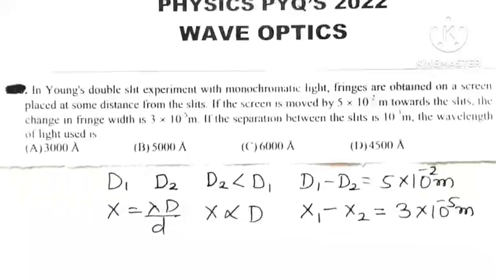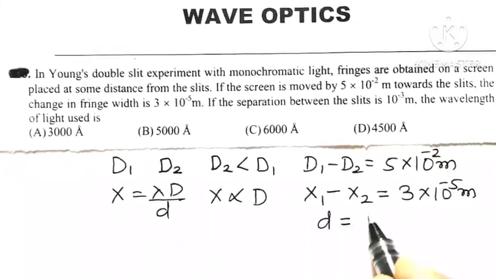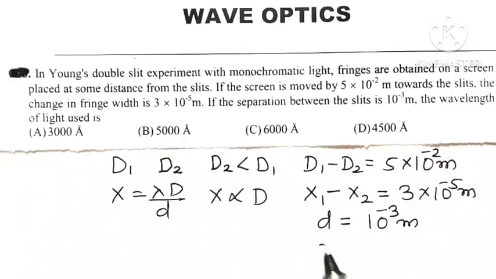If the separation between the slits, separation between slits means small d, is given as 10 to the power minus 3 meter, then the wavelength of light used, lambda, we have to calculate.